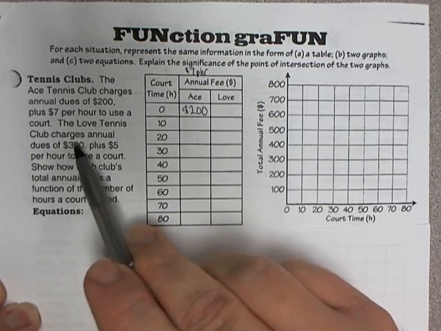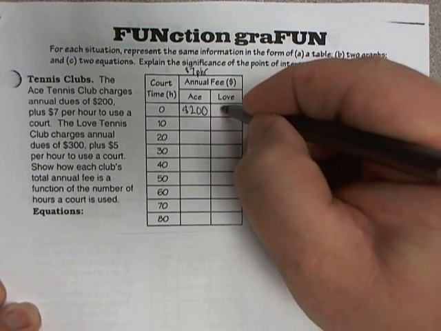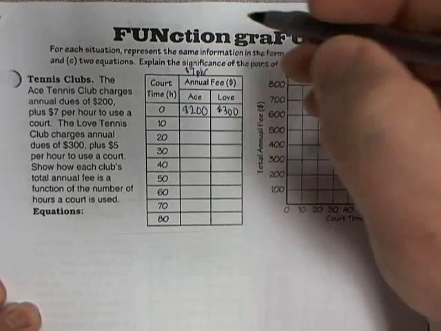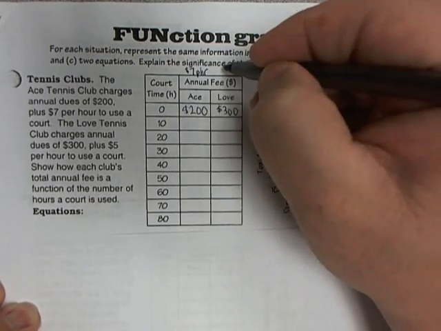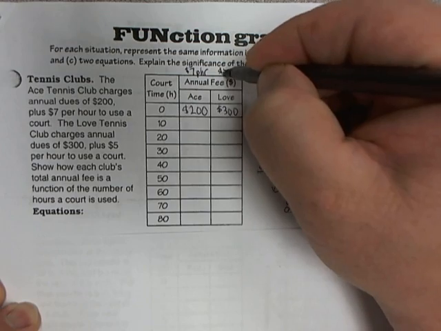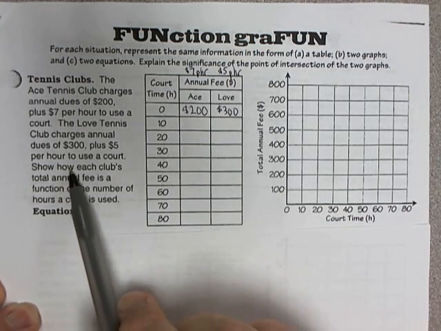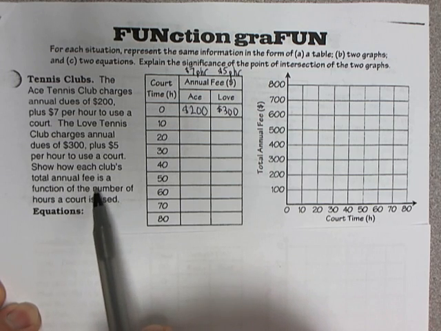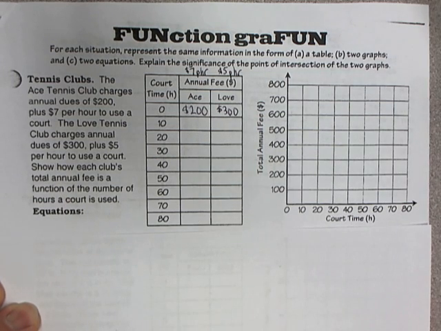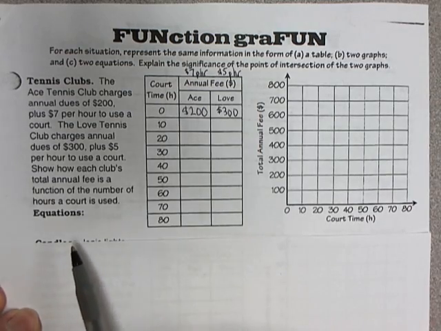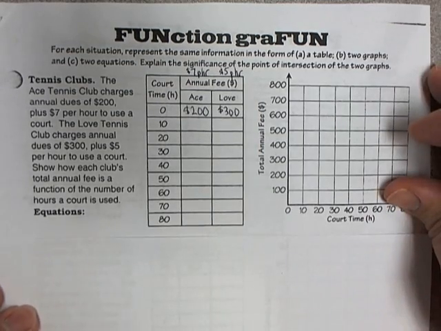The Love Tennis Club charges annual dues of $300, so $300. Plus $5 per hour to use a court, so they charge $5 per hour. Show how each club's total annual fee is a function of the number of hours a court is used. And there's a space provided to write an equation.